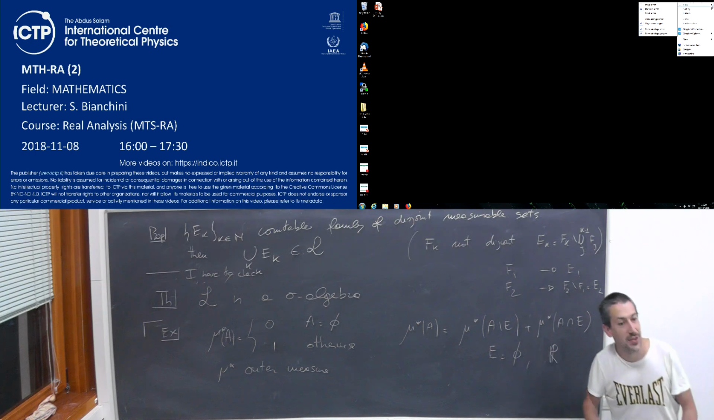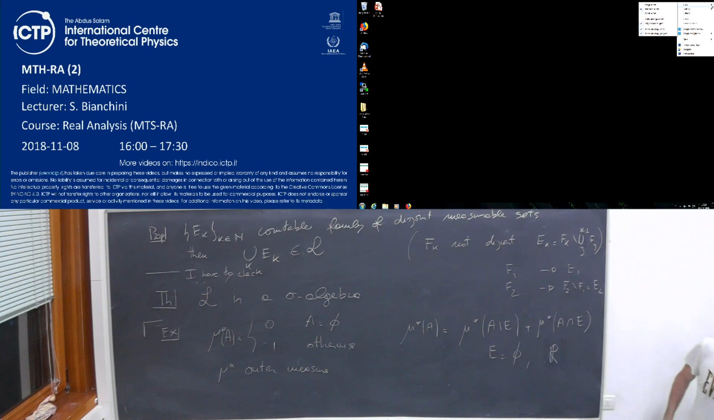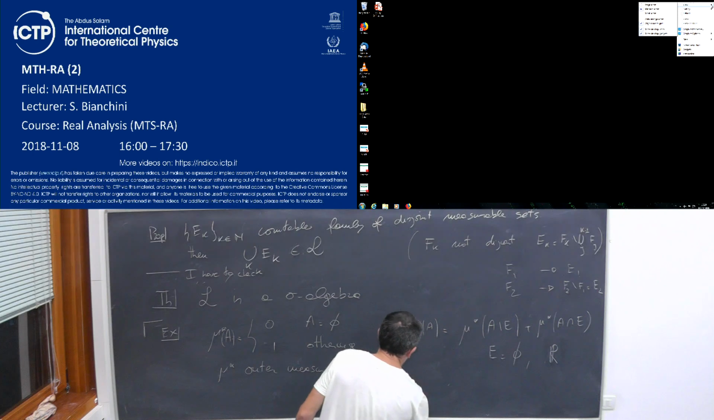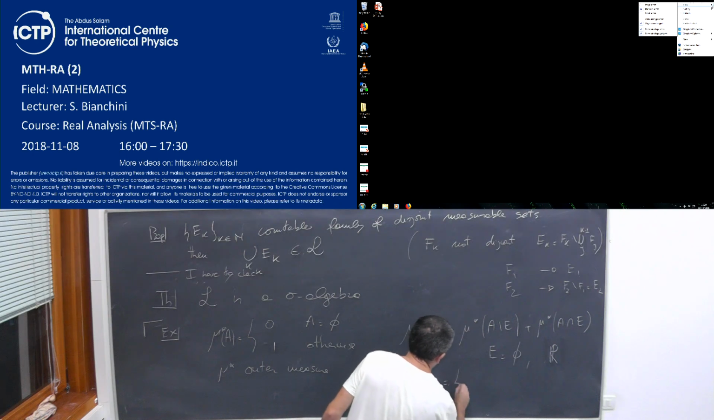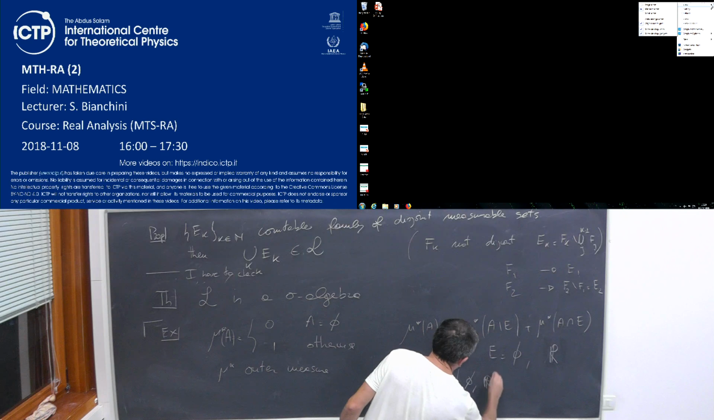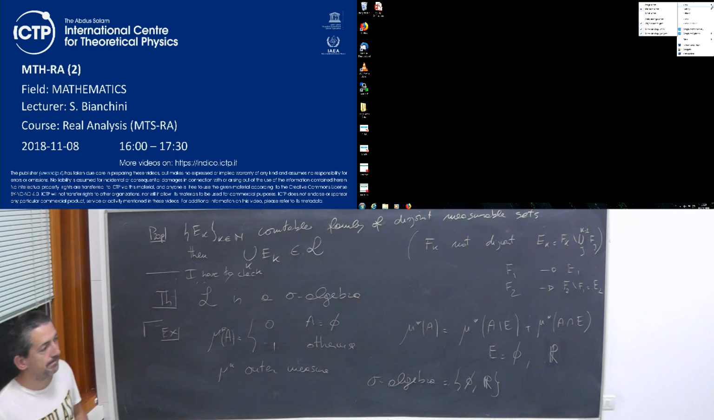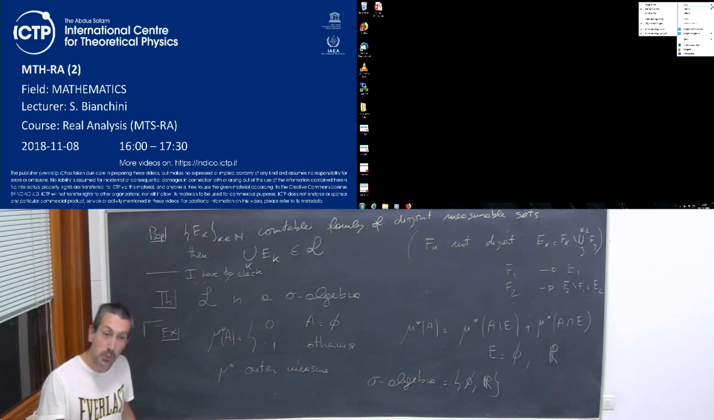So let's see, okay, the sigma algebra here is really the trivial one: the empty set and R. So the point of the theory is to prove that actually you have something which is not the trivial one.